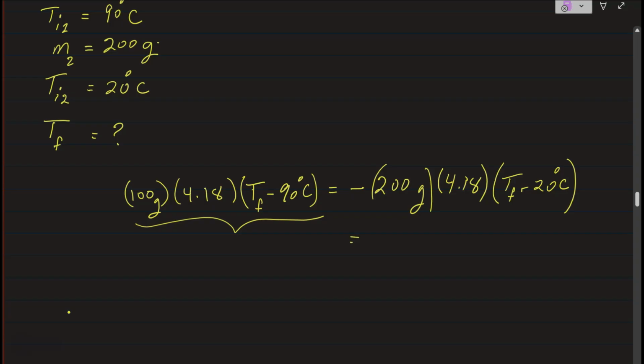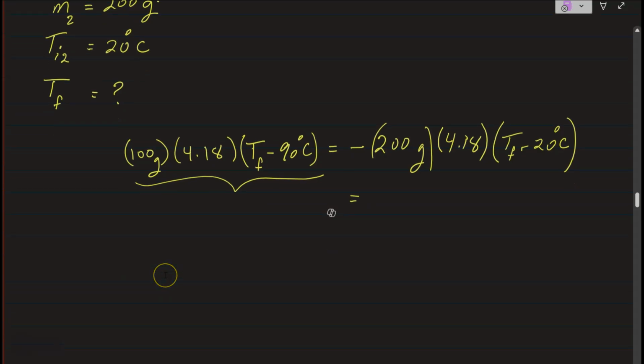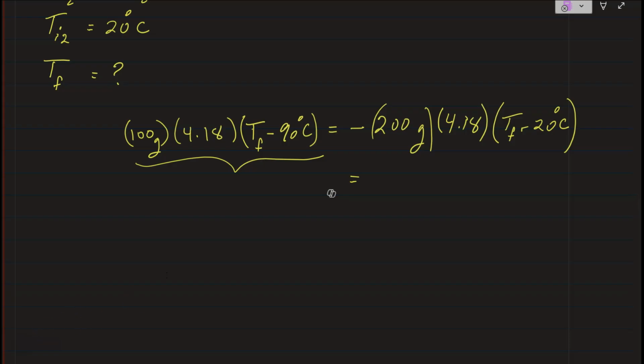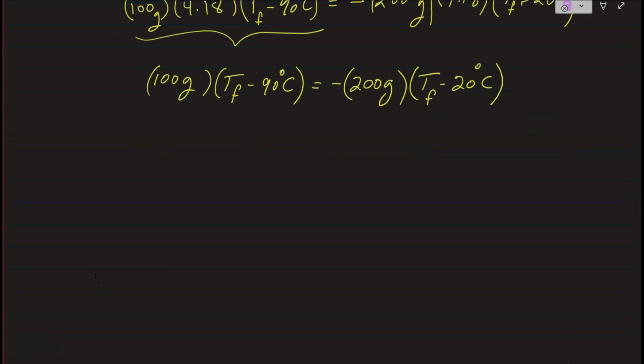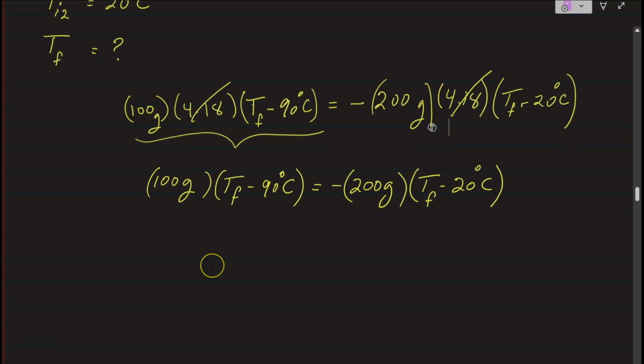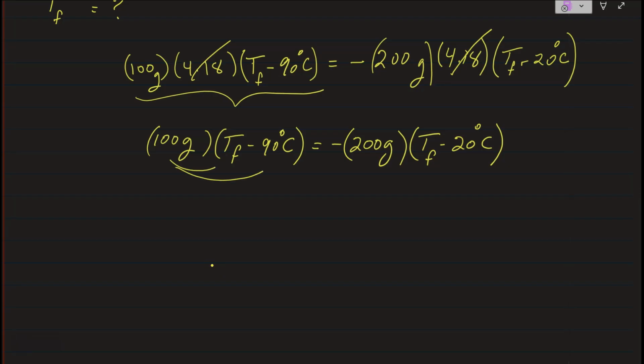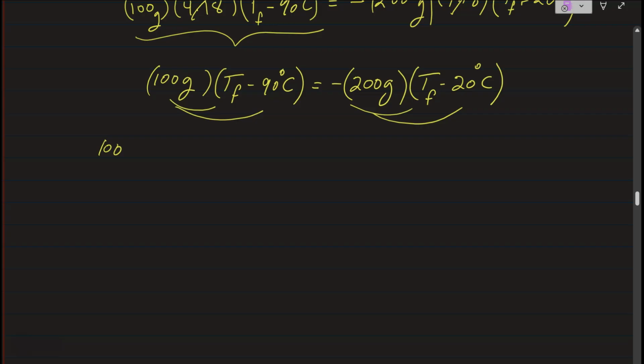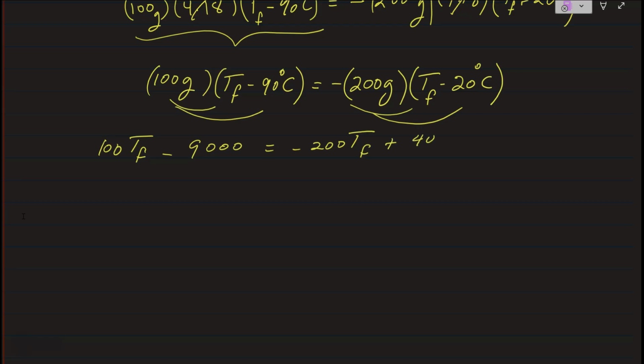So we're going to go ahead and solve now. We just multiply everything first and simplify both sides of this equation. So you will get this, the specific heat capacity, you can just cancel them. Okay, they divide. You don't have to worry about that. And now you just multiply through each one. Okay, and then collect like terms and solve for T final. So we get 100, I'm going to remove the units, 100 TF minus 9,000 is equal to negative 200 TF plus 4,000.